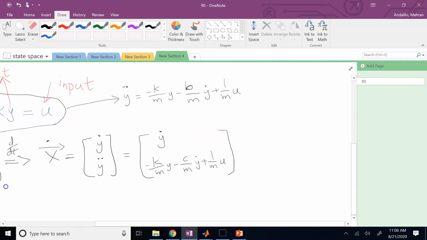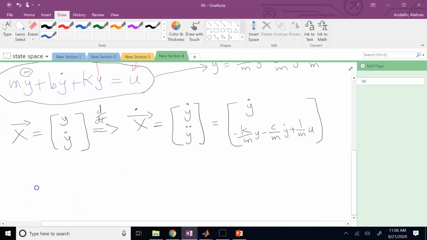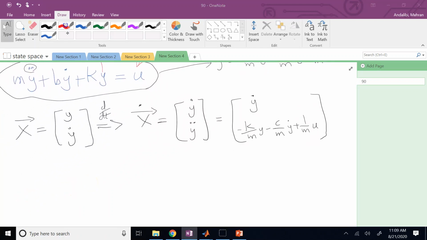Yes? Now, this is the part where I'm trying to do it in a matrix format. So here, if I just basically want to write it in that format, I can say that x dot is equal to some matrix A times x, correct? And x itself is what? y and y dot, correct?